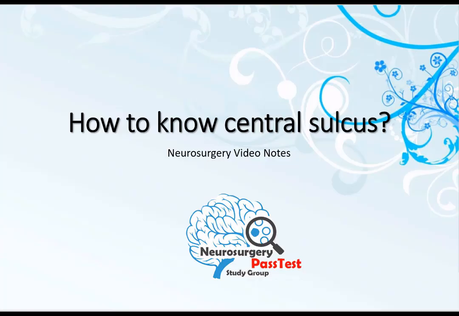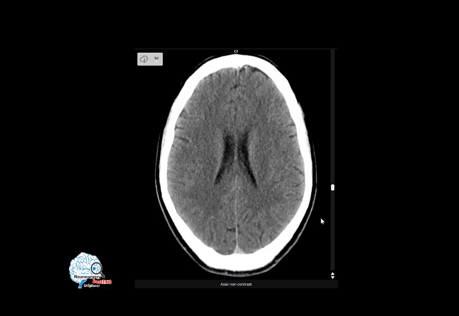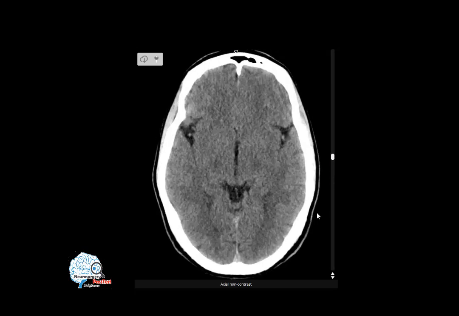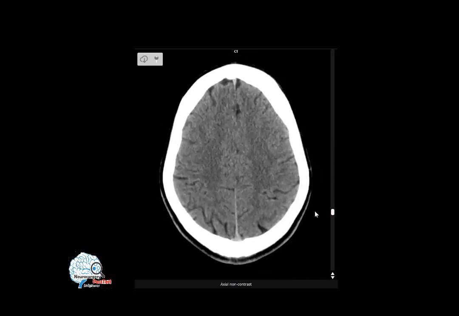Finding the central sulcus is one of the things that we have to do to identify lesions that might be anterior to the central sulcus, meaning frontal lobe, motor cortex, and posterior to it means parietal lobe. One of the ways to see it is using the axial cuts. This is a non-contrast CT head.